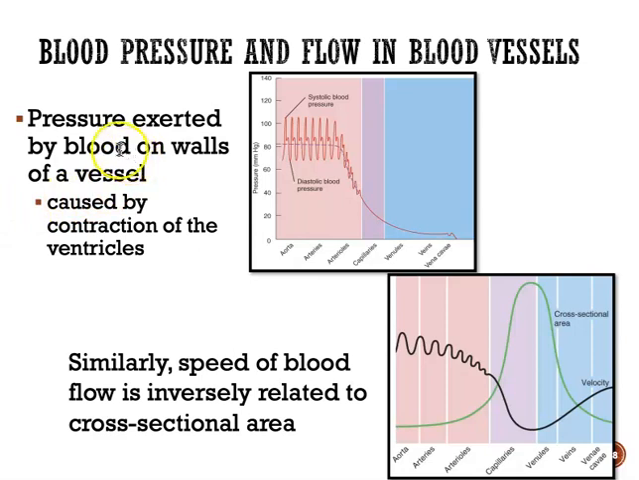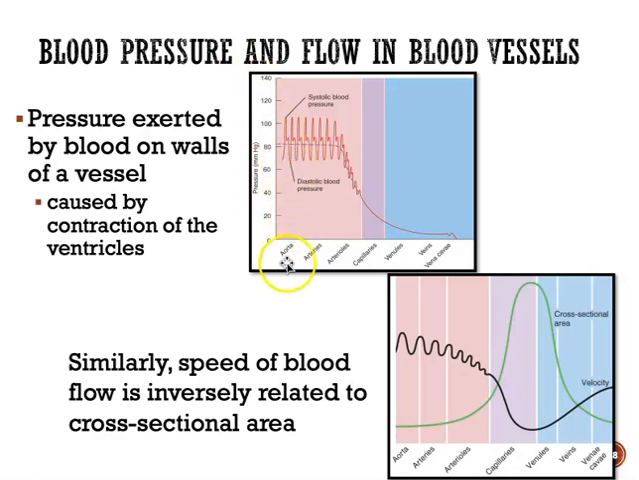Okay, if we take a look at what it looks like in our blood vessels, let's take a look at this top graph. So here's our aorta, arteries, arterioles, capillaries, venules, veins, and then the vena cava. Again, that's right before we go back to the heart. And then here on the y-axis, we have pressure in millimeters of mercury.